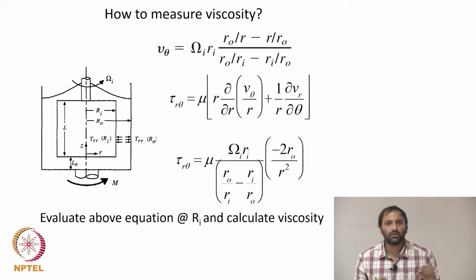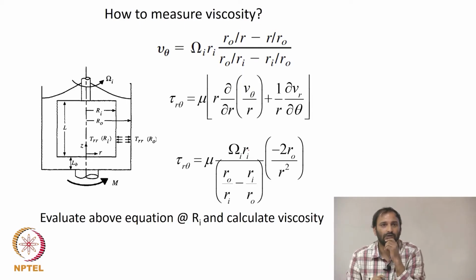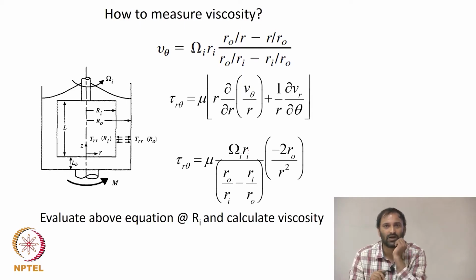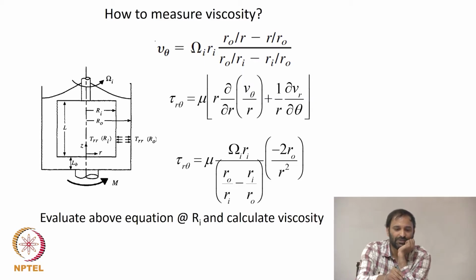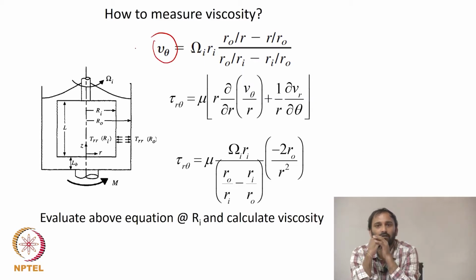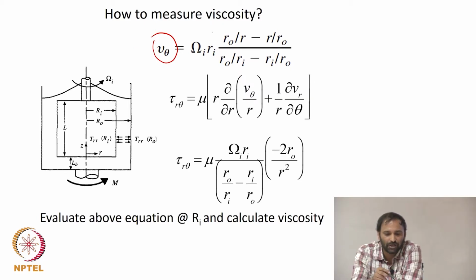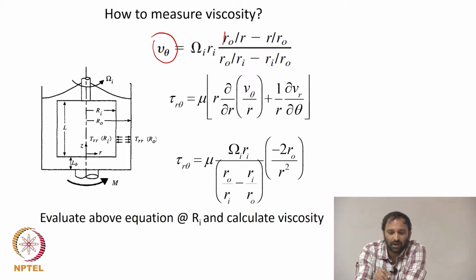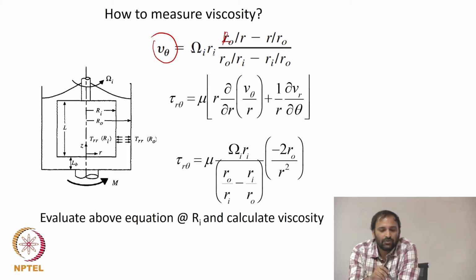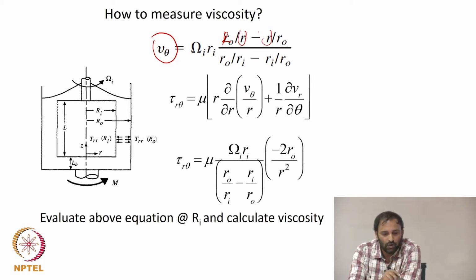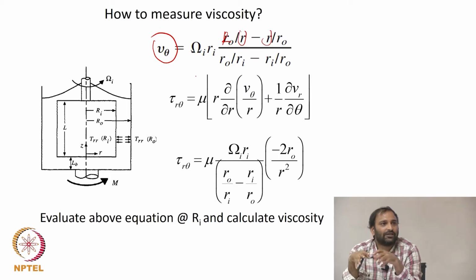Now, you worked out an expression for v theta a couple of classes ago, right? Yes or no? You did. And you got this expression, and there's a mistake here, so it has to be capital R. So basically, it depends on your rotation speed, your inner and outer radii, and your radius. It is a function of R.